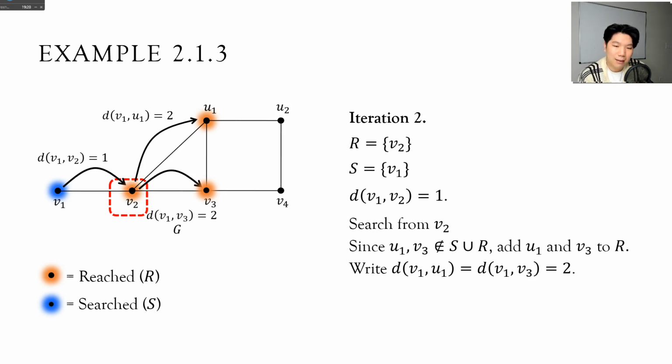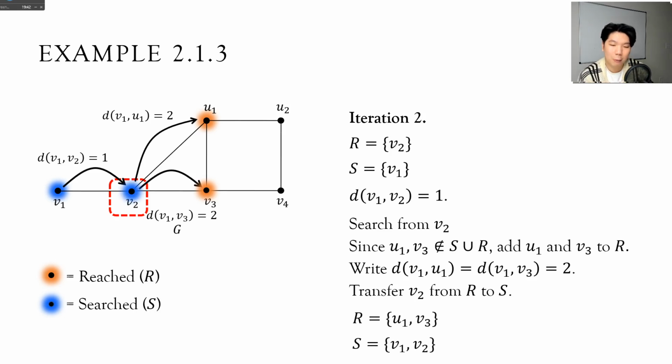After I assign distance, I can transfer V2 from R to S, because I've already reached it, and now I have searched that vertex. So now R is equal to U1 and V3, and S is equal to V1 and V2. Again, remember, we're using R to say what we have reached, and S to represent what we have searched. And now we can continue forth again with several other iterations.